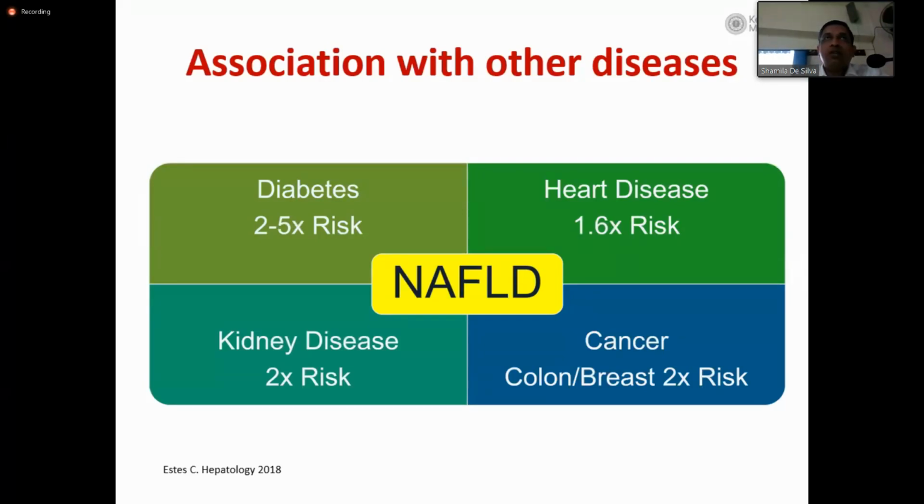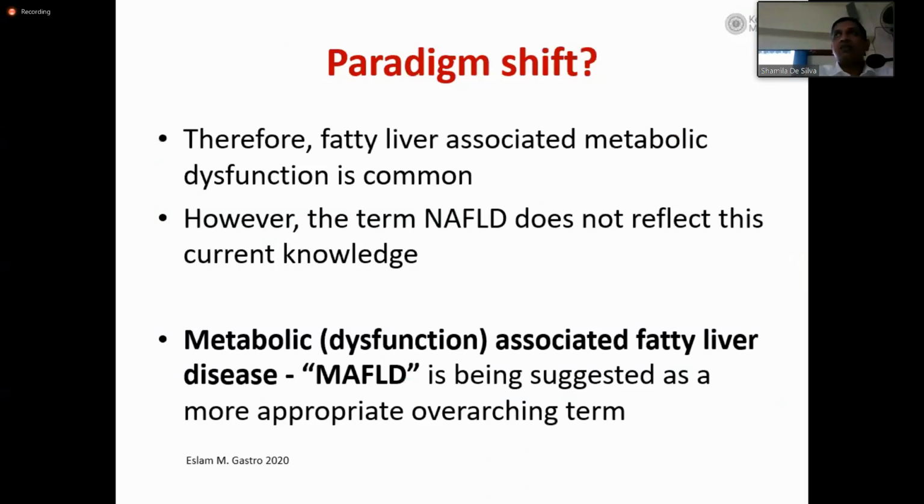So there is a strong association of metabolic risk factors or metabolic dysfunction with fatty liver. But unfortunately, the present definition does not reflect this at all, because the non-alcoholic fatty liver disease term just says demonstrate fatty liver and exclude alcohol. There is no talk of metabolic association. So there is a suggestion that this NAFL term should be replaced with something that is more reflective of the strong metabolic associations, and that term is called metabolic dysfunction associated fatty liver disease, or MAFLD.